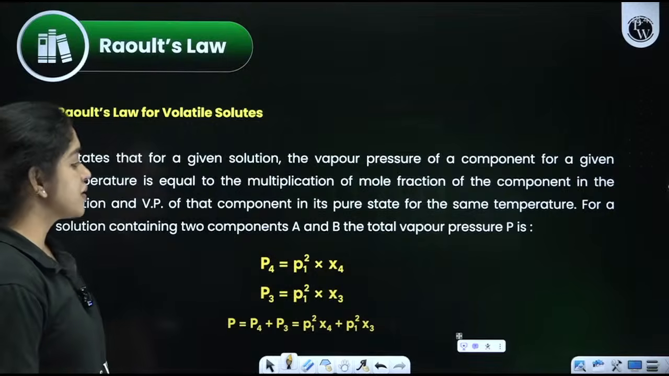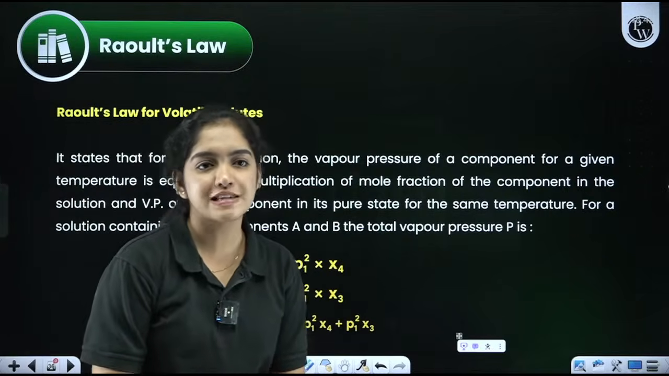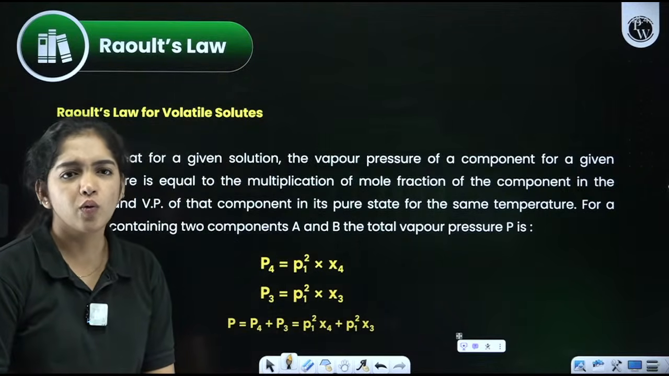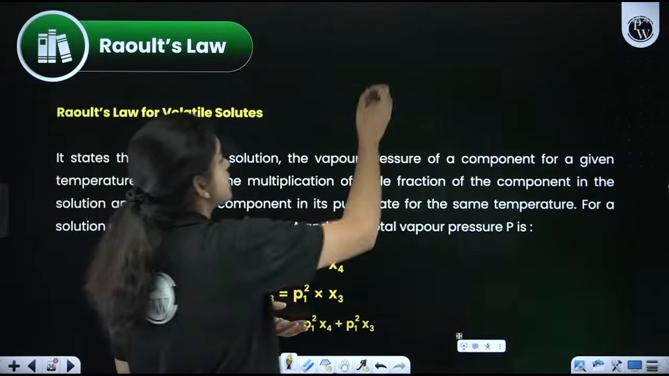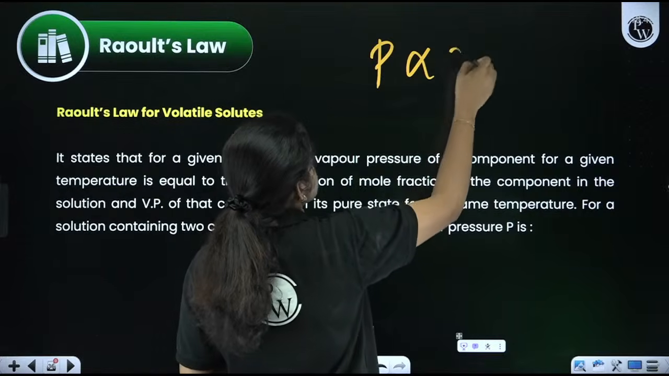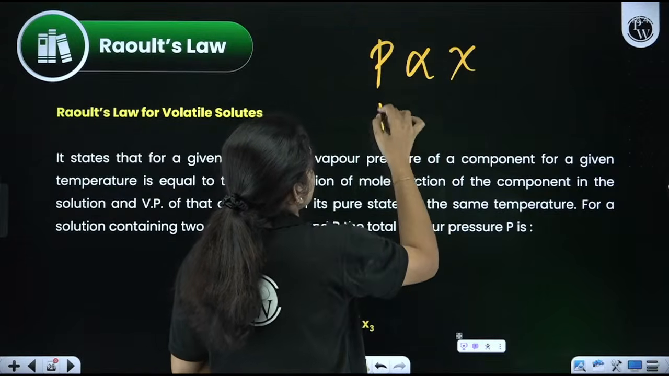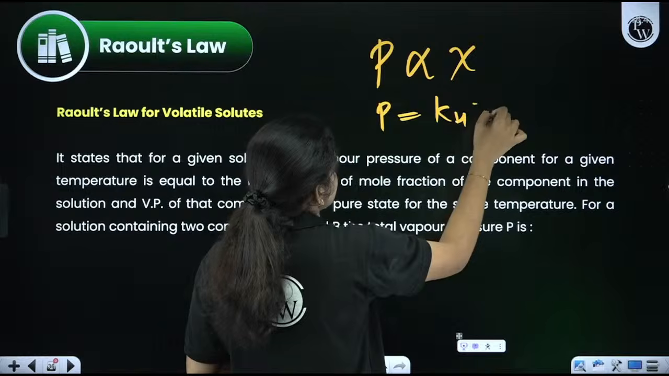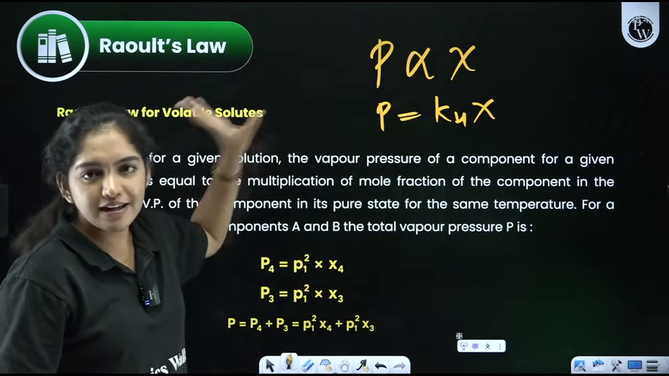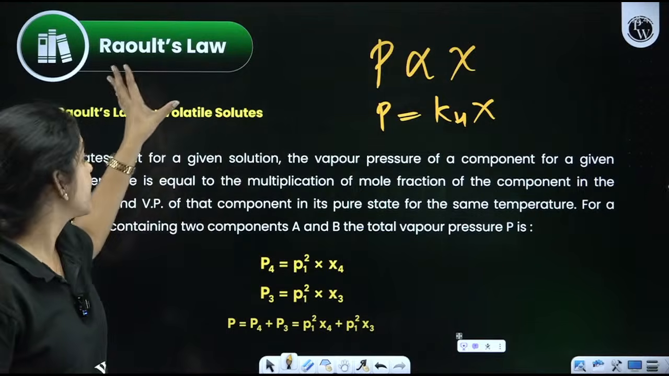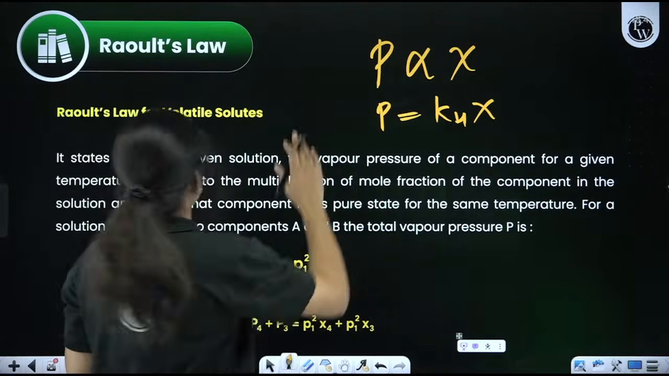Now, we are going to learn Raoult's law. What is Raoult's law? Raoult's law is like Henry's law. What is Henry's law? We learned Henry's law, that is pressure is directly proportional to mole fraction, right? And we modified it like Kh into chi, where Kh is known as the Henry's law constant. That was our Henry's law. Now we are going to learn about our Raoult's law.